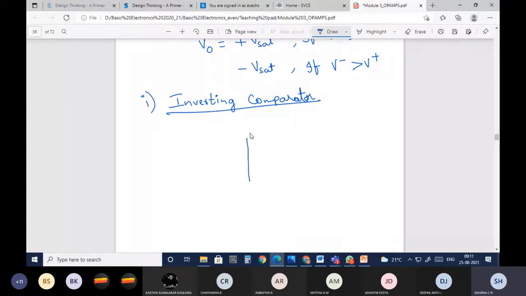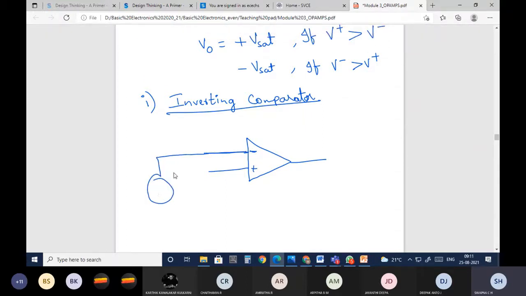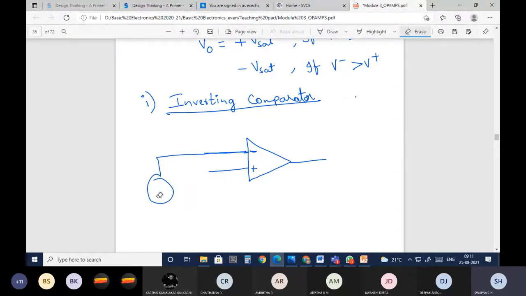So you'll have the same op amp. This is my inverting terminal, and to it I'll provide the input signal, which is the sinusoidal signal. Vi is the input that I am giving to the inverting terminal, and the non-inverting terminal will be connected to the reference voltage, V reference.